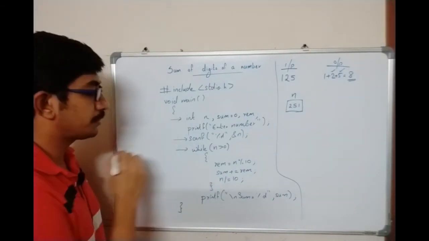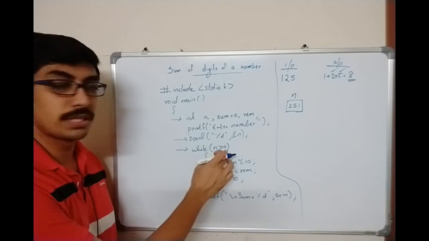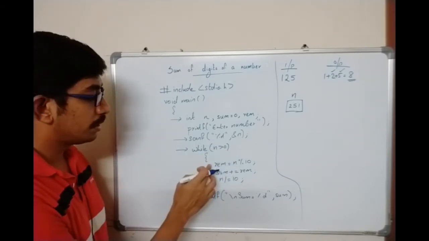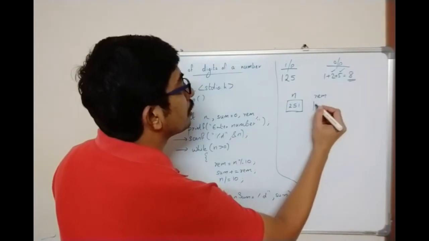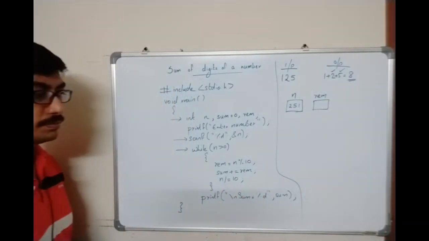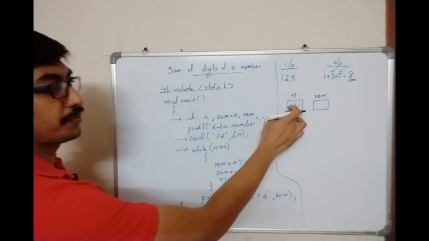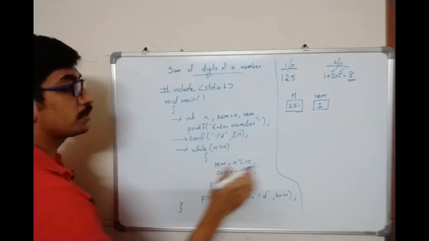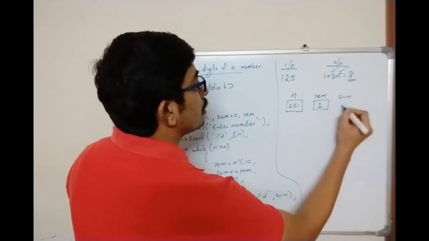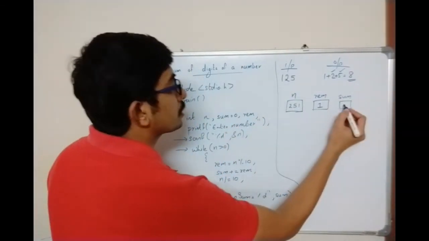Now I am going to check the condition. 251 is greater than 0, the condition is true. Then I am saying remainder is equal to n mod 10. So in remainder, what will be there? n mod 10, 251 mod 10, we know the rule. So the remainder will be 1. And what about sum? Sum is initialized with 0.